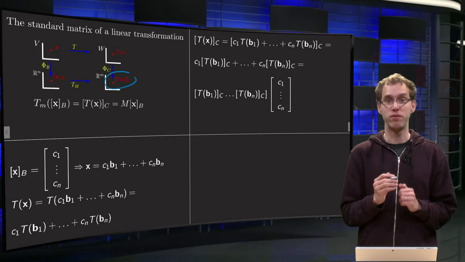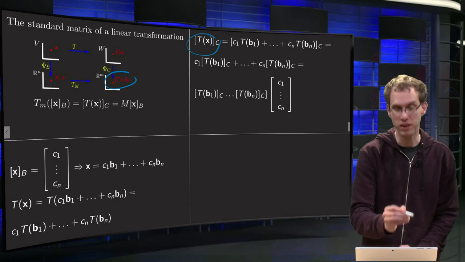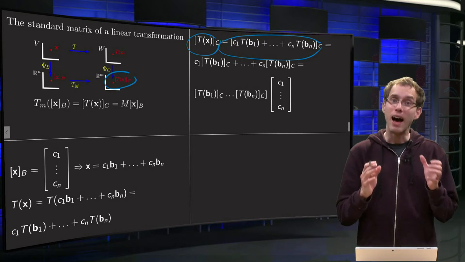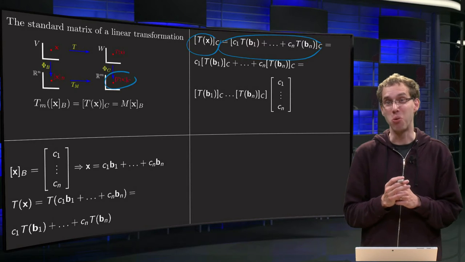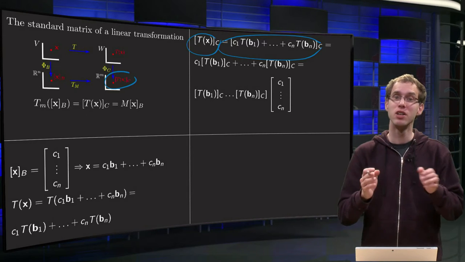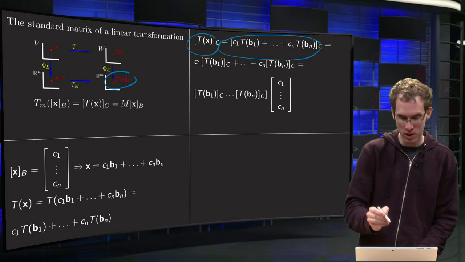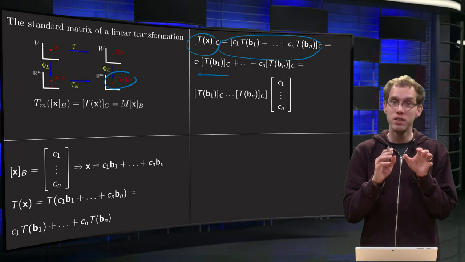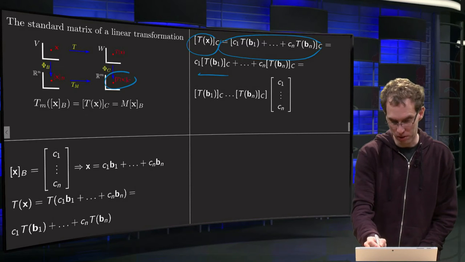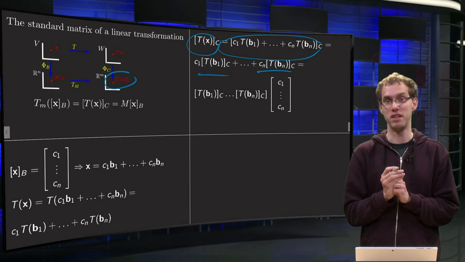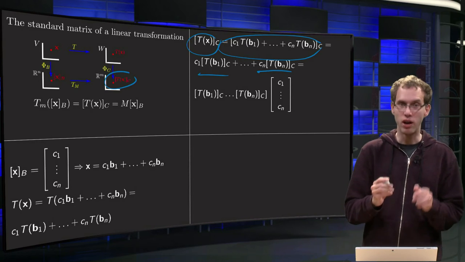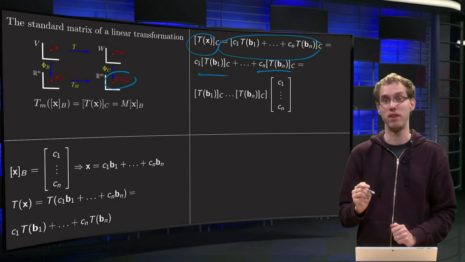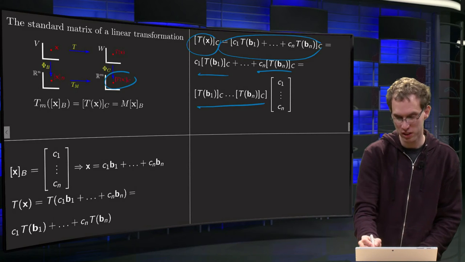We take the coordinate vector on both sides. So we take the [T(x)]_C. And then we also have to take it on the right-hand side. And now we use that this coordinate transformation is also a linear transformation, so we can take everything apart. So we get c1 times [T(b1)]_C plus c2 times [T(b2)]_C, etc. up till cn times [T(bn)]_C. And now you see you have c1 times vector plus c2 times vector up till cn times vector. So you can turn this into a matrix times a vector.